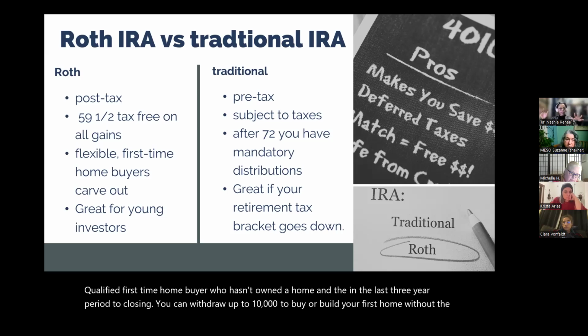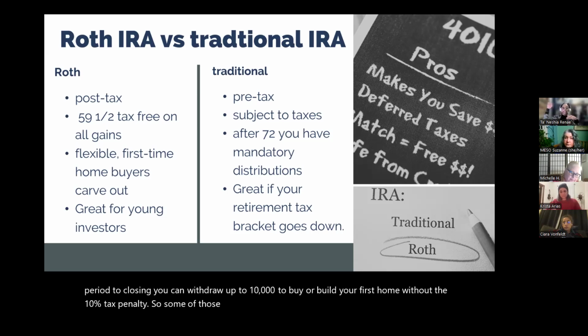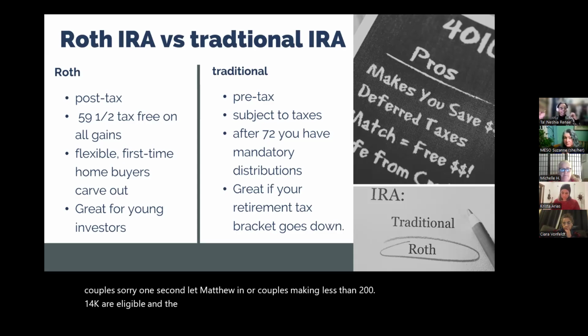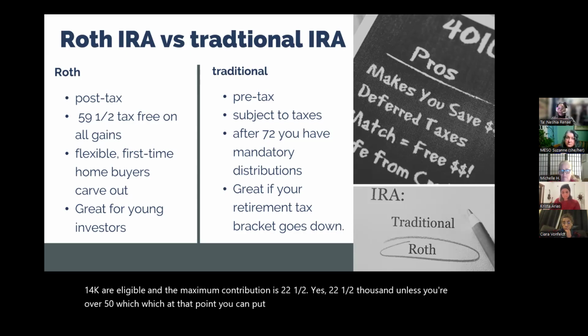Some of those qualifications: only people making less than 144K, or couples making less than 214K, are eligible, and the maximum contribution is 22 and a half thousand unless you're over 50, at which point you can put in 30K. There are no minimum distributions, unlike the traditional IRA.